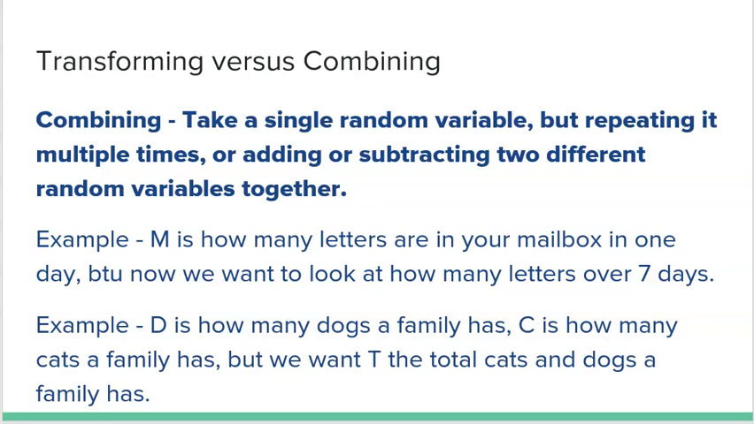A different example could be if D is how many dogs a family has, and C is how many cats a family has, but we want to add those together. We want to look at T, the total of cats and dogs that a family has. So in that case, we're adding 2 different random variables together. So transforming is more about converting or just adding a constant, versus combining is really more about repeating a random variable or combining 2 random variables together.